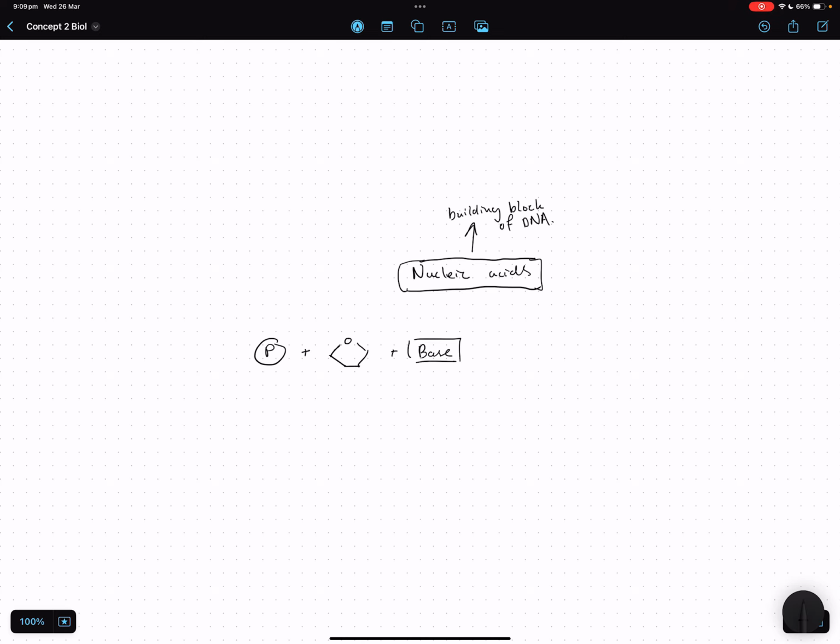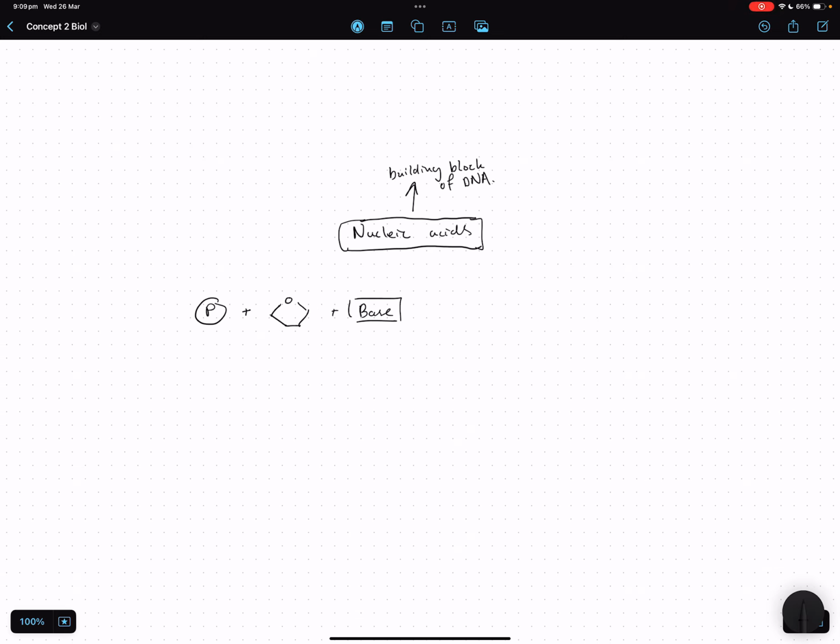It's like a structure basically. They're ring structures. So in terms of bases, you have A, T, C, and G. So adenine, thymine, cytosine, guanine.